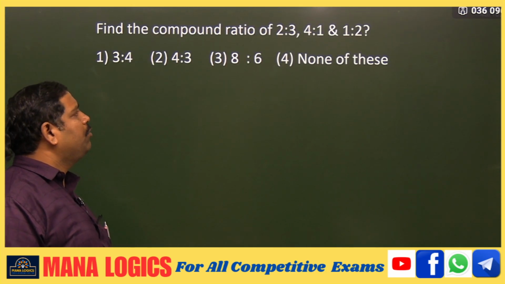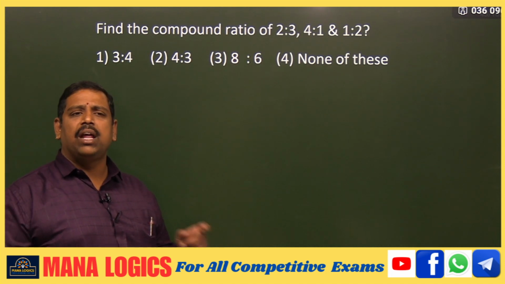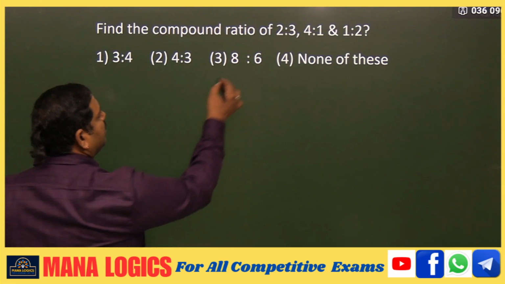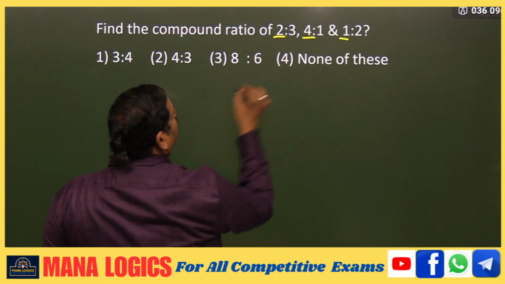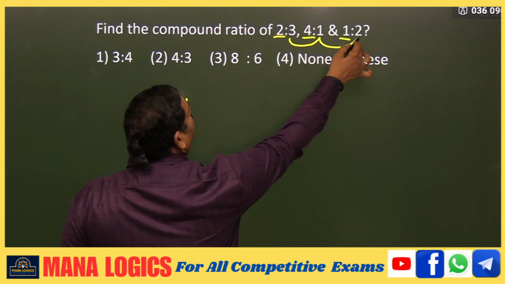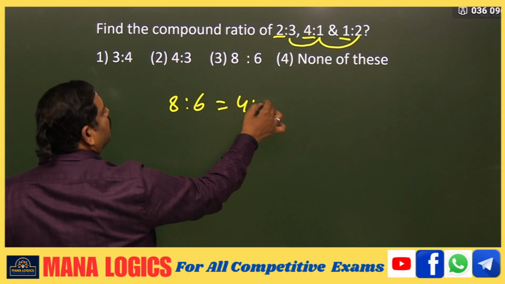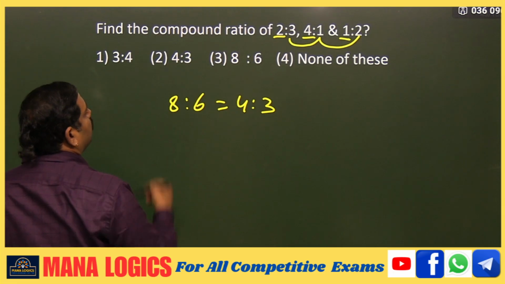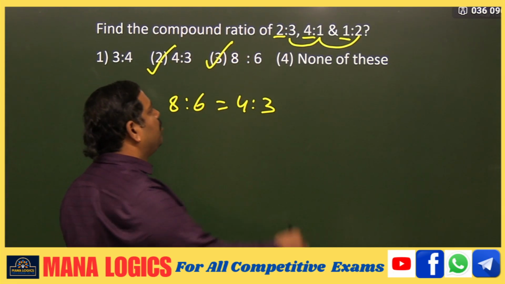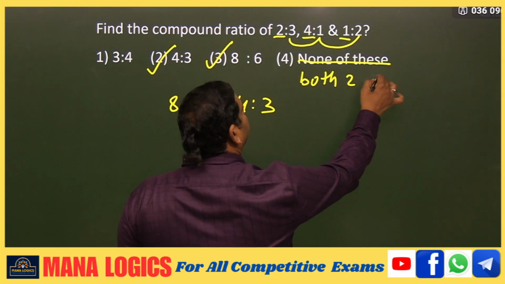Find the compound ratio of 2 is to 3, 4 is to 1 and 1 is to 2. What I said about compound ratio? Multiply all the first terms, multiply all the second terms. All the first terms means 2, 4, 1, so it is 8. All the second terms means 3, 1, 2, it is 6. Cancel with 2, it will be 4 is to 3. So both answers are correct. So the fourth option needs to be replaced with both 2 and 3 as the answer.